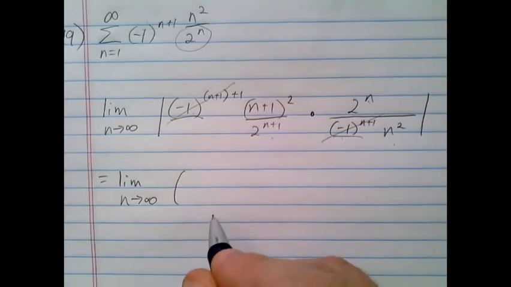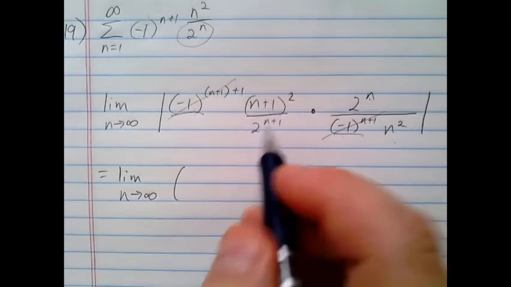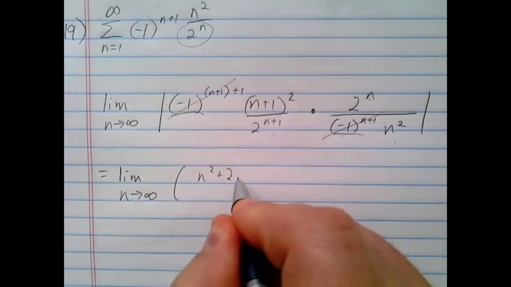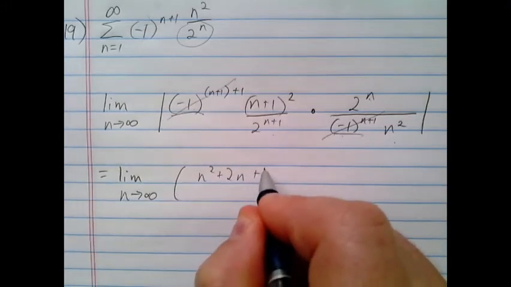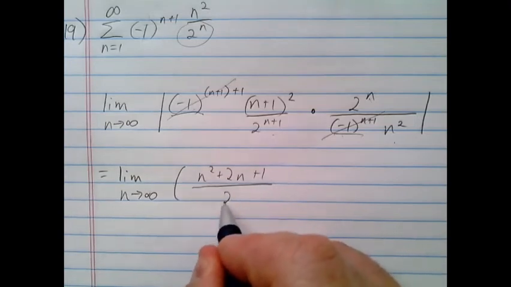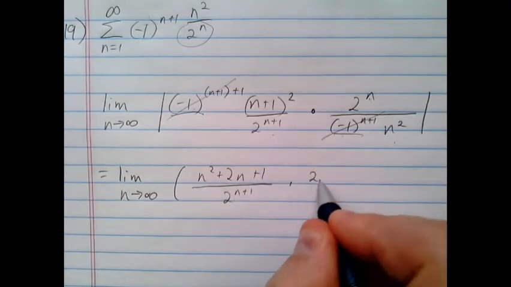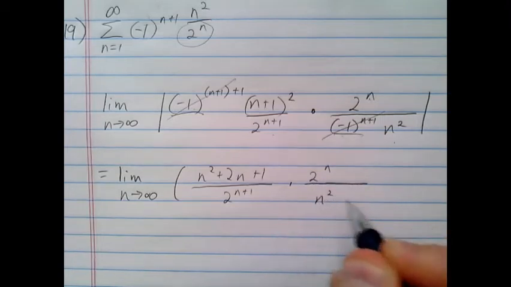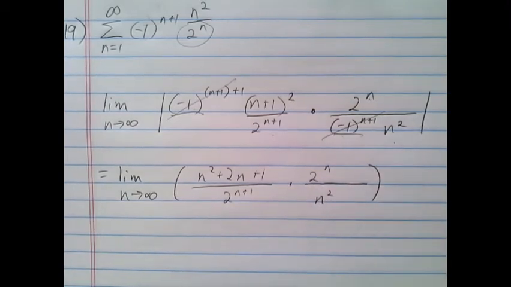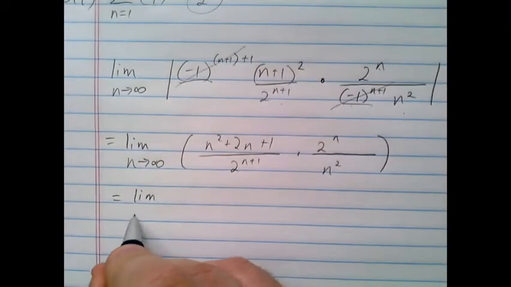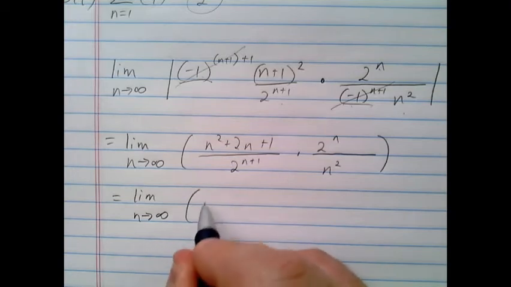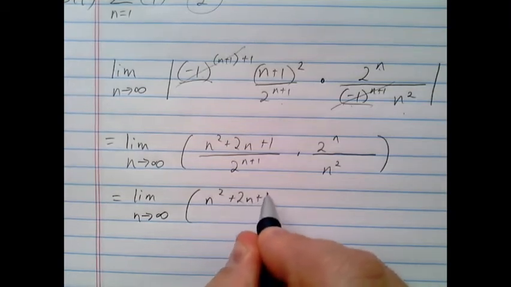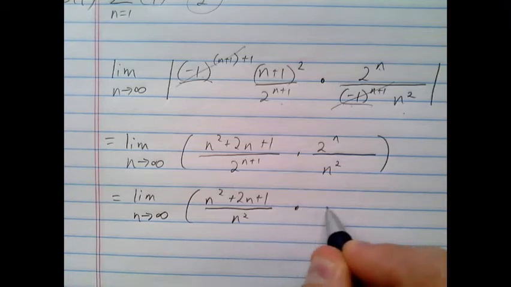So we'll have a limit as n goes to infinity. Now that n plus 1 squared, I could go ahead and expand that out as n squared plus 2n plus 1 over 2 to the n plus 1 times 2 to the n over n squared. Now I'm going to do a little rearranging here. Basically, I'm just going to swap the denominators. So I'm going to rewrite this as n squared plus 2n plus 1 over n squared times 2 to the n over 2 to the n plus 1.